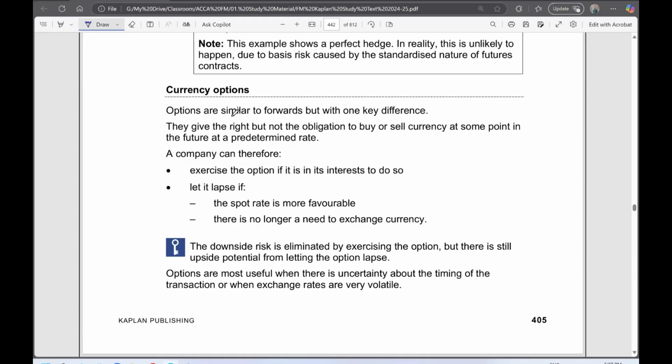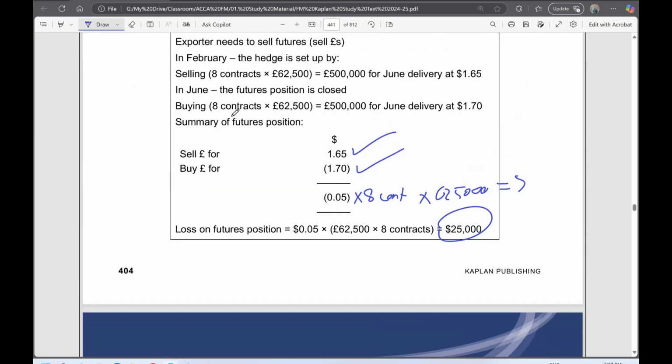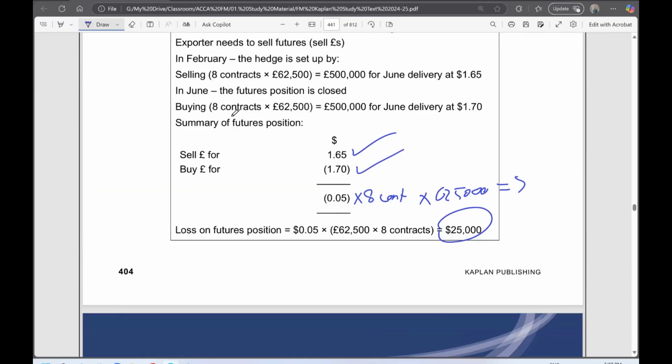Lapse means, let's say we buy the June contract and we haven't availed this currency option. So on 31st of June, it will lapse. It will be removed. There's no settlement, there's no gain, no loss. So the currency option is the same as the future, but here we can take the advantage of the favorable position. Like, okay, look, here we make a loss of 25,000. See, we make a loss of 25,000.